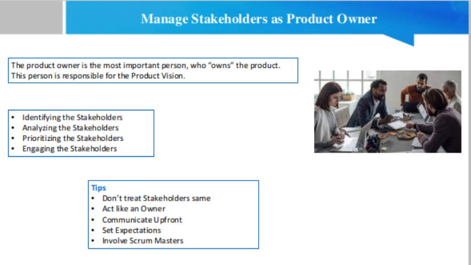Involve the Scrum Master. We know that product owner is responsible for managing the stakeholders, but this is not mandatory that product owner should do it all alone. Have your Scrum Master beside you to support you with all sorts of process questions, which can eventually help you manage the stakeholders more effectively.